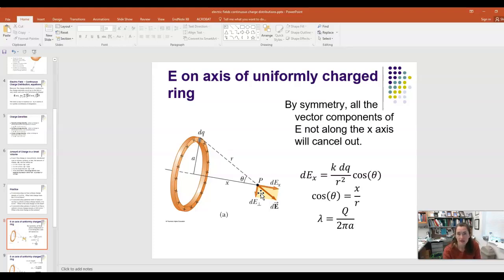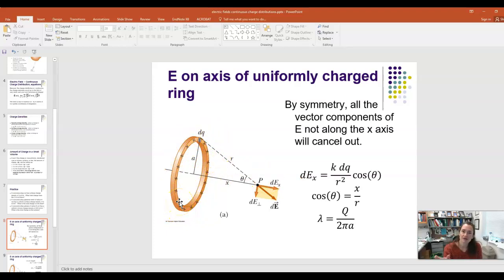Now, you can prove this if you want. You can solve for what dE perp is, and then perform the integration as you walk around the circle and show that it is 0. I'm not going to do that in this lecture, but you could do it. I'm going to instead concentrate on the x component and solve for the total x component, because I know the dE perps go to 0. So let's do dEx. We're going to integrate all the x components of the electric fields from all the dq's all the way around the ring.